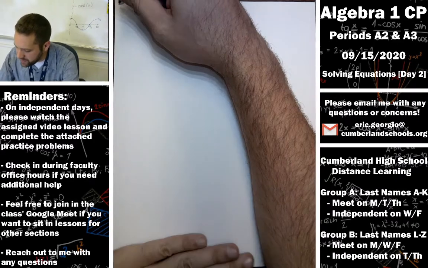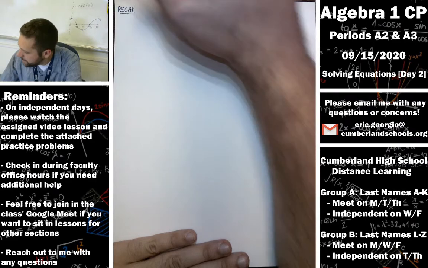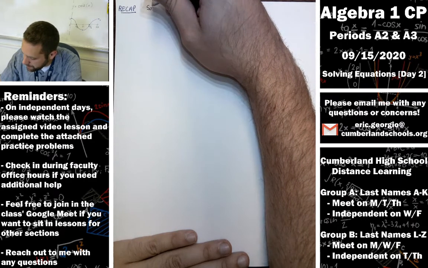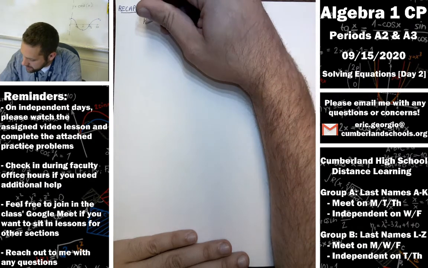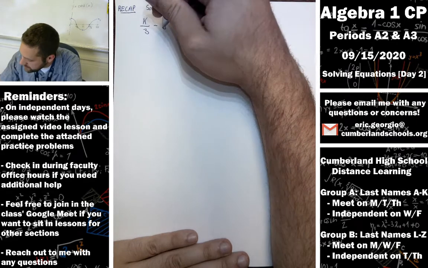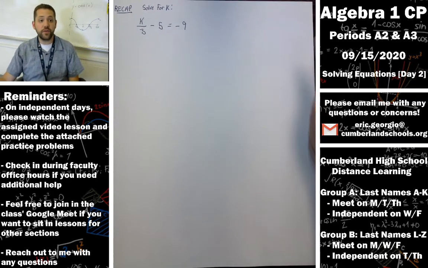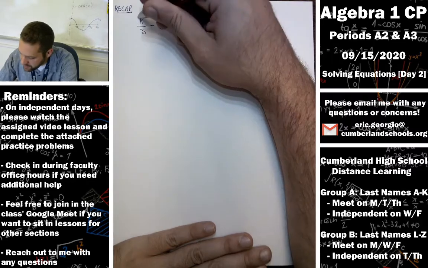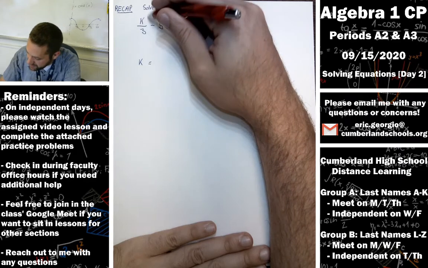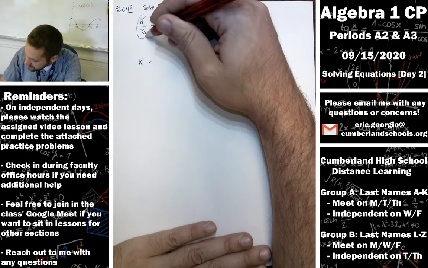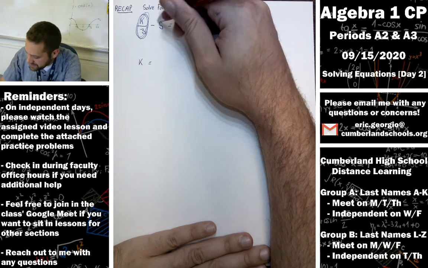I want to start with a problem that we did last class just to sort of review it. So as a little recap, if I have a problem like this and I'm trying to solve for k, it looks like this. We've got k divided by 3 minus 5 is equal to negative 9, and I'm trying to solve for k. What I want to do in a problem like this is eventually get down to k equals. So first I want to isolate the k, get it by itself. In order to even start to tackle this term, I need to get rid of this minus 5 that's attached to it.